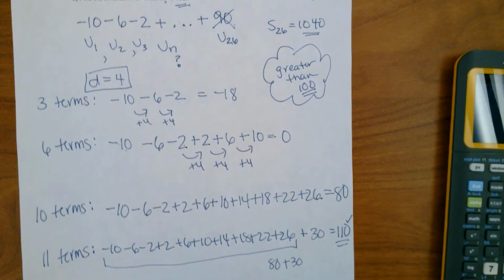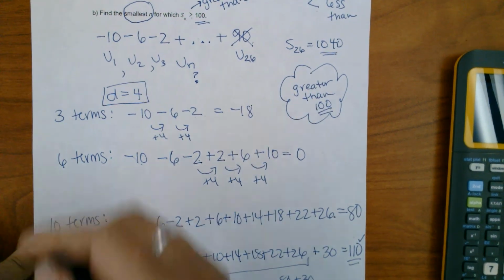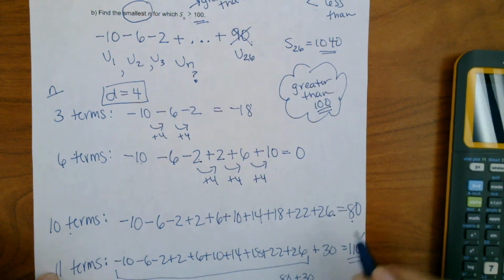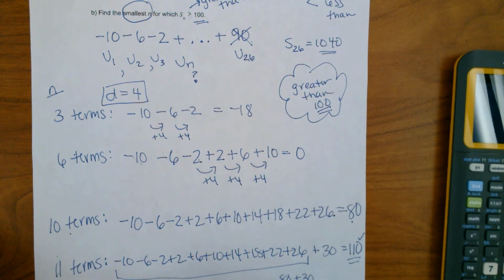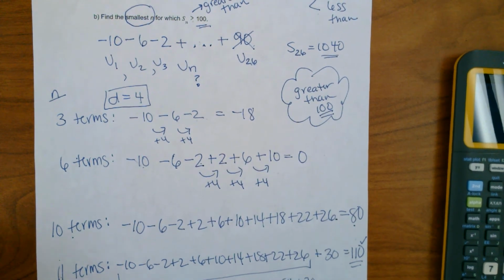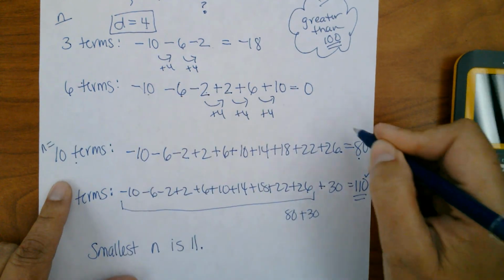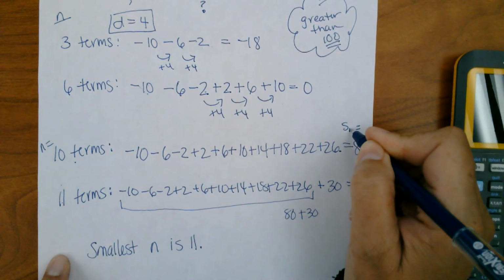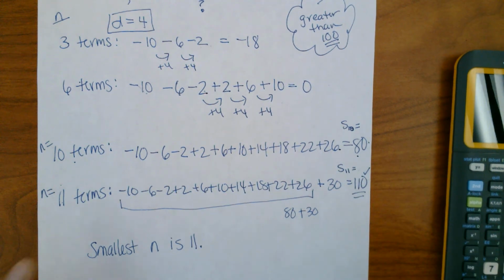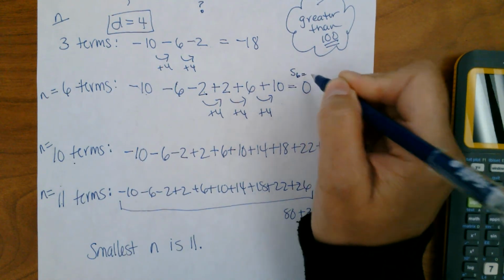What did the question want again? Okay, find the smallest n. All right, the smallest n. So these are our n's. We did 3, we did 6, we did 10, we came to 80, we did 11. Remember, this is n. So smallest n is 11. That's it. Smallest n is 11. Because if n is 10, we get a sum of 80. That's S of 10. And if n is 11, we would get a sum of those 11 terms as 110. If we did an n of 6, the sum of 6 would give us 0.